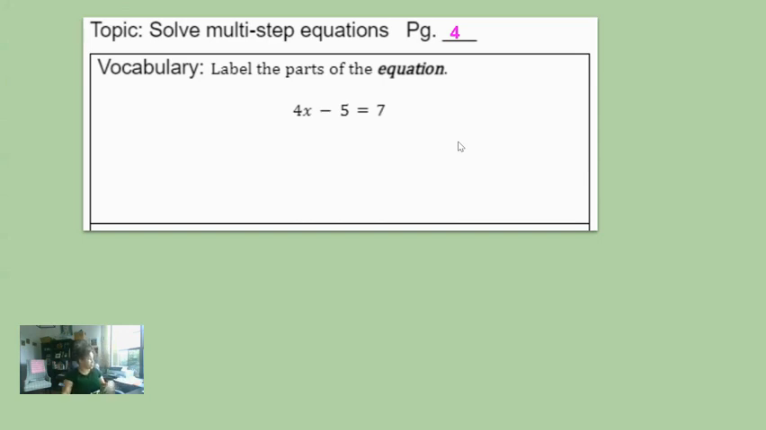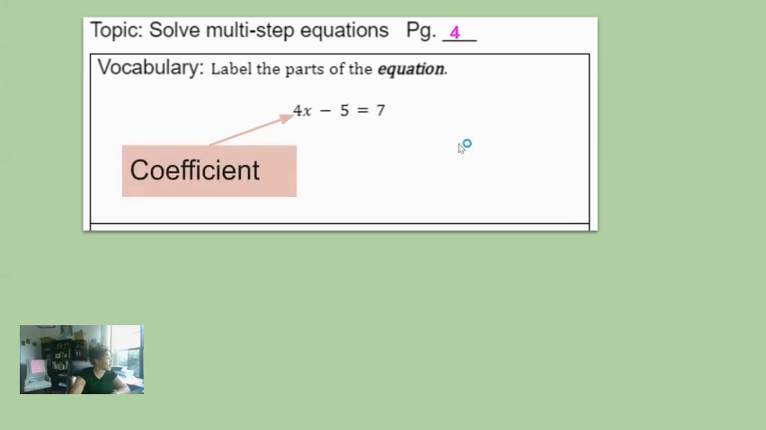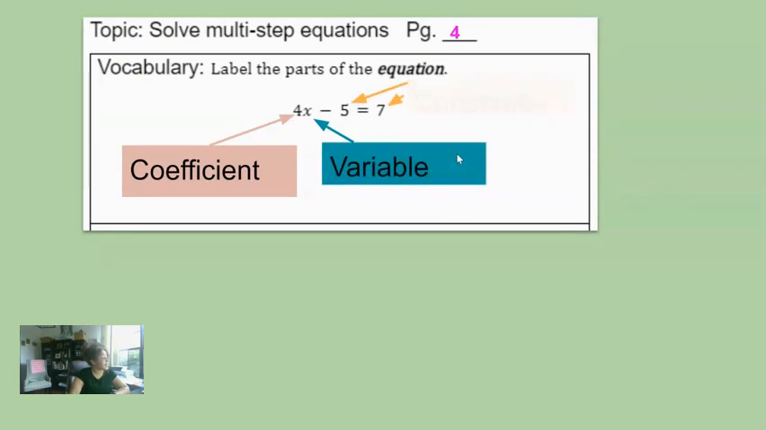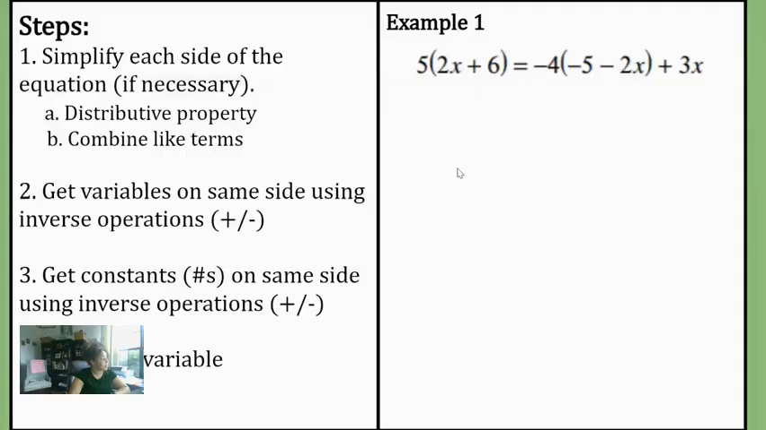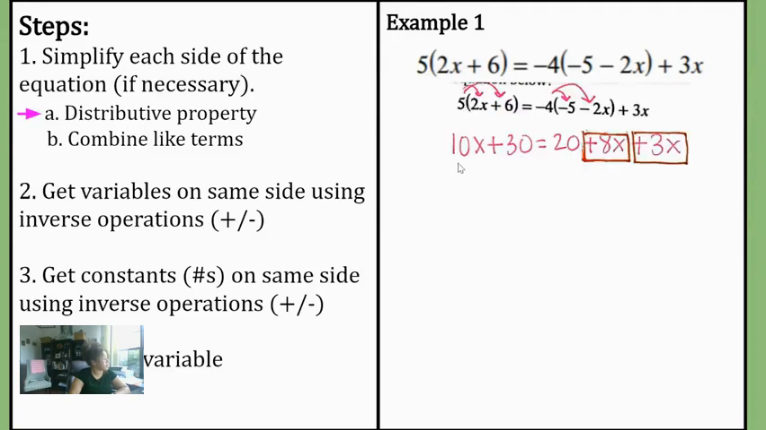Okay? So, first things first, we're going to label the equation. We have this part, this 4x. That's the coefficient. The 4 is the coefficient. The x is the variable. The 5 and 7, those are going to be your constants. So, simple steps. Step 1, simplify each side of the equation if necessary. You're going to do distributive property. That's step 1, distributive property.